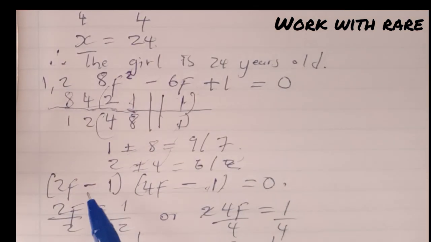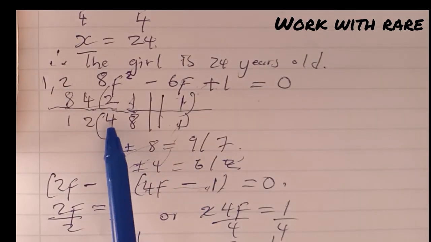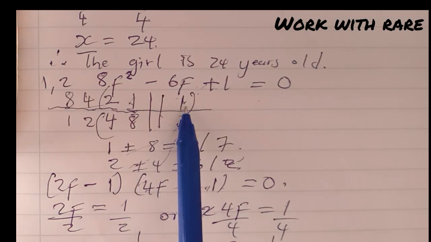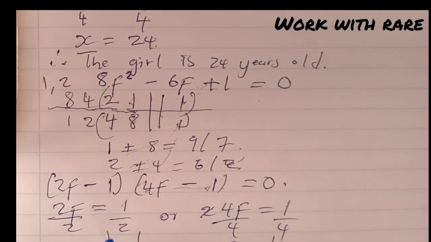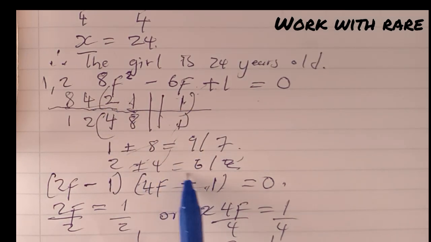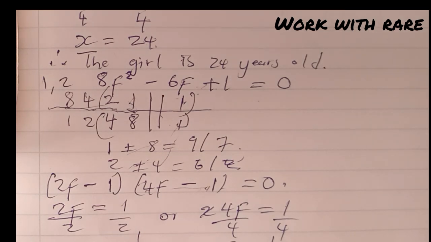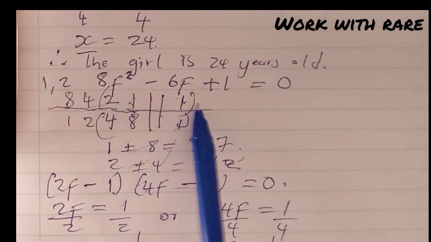So now I will test with the second one. I will use this method: 4 multiplied by 1 is 4, and 2 multiplied by 1 is 2. If I add them, I will get 6, and 6 is what I'm looking for. Then now I got my brackets.